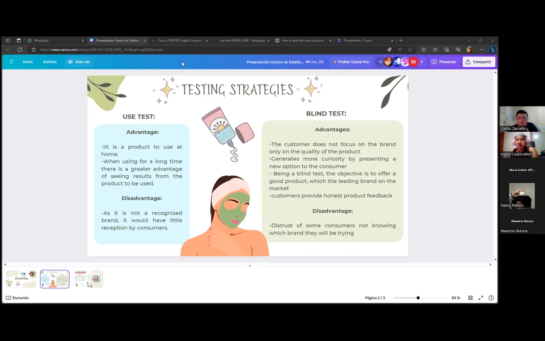On the left side we have the use test, and on the right side we have the blind test. In the blind test, the advantage is that the customer does not focus on the brand, only on the quality of the product. It generates more curiosity by presenting a new option to the consumer. Being a blind test, the objective is to offer a good product with the leading brand on the market. Customers provide honest product feedback.